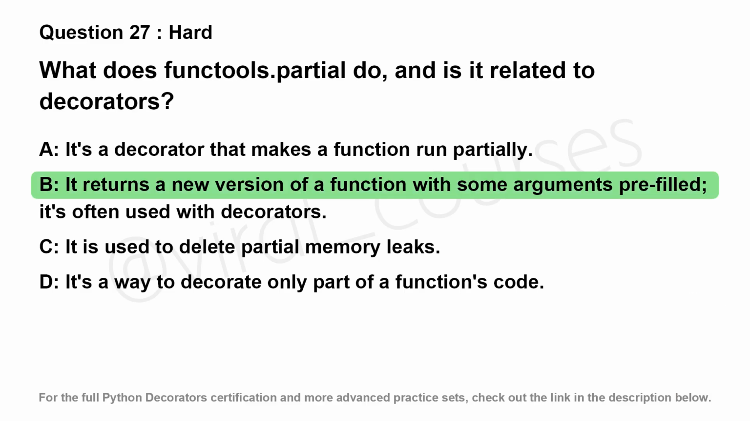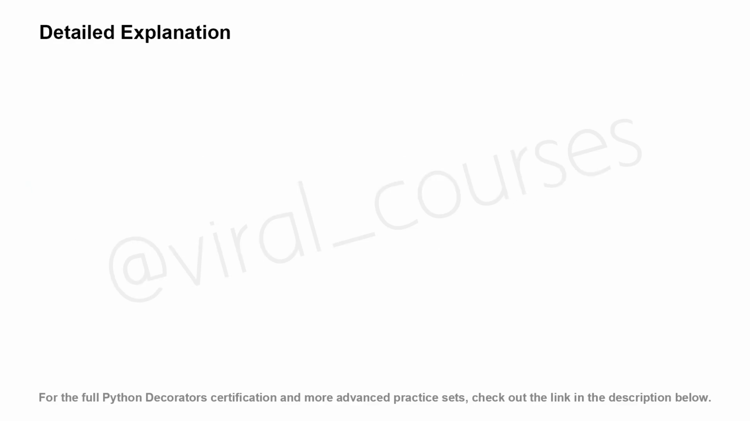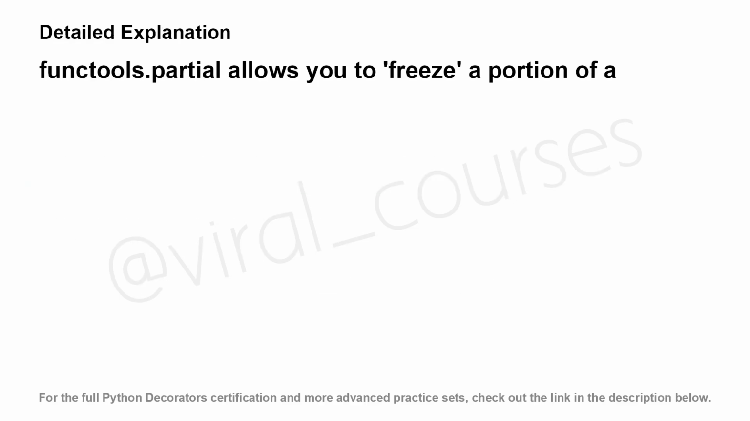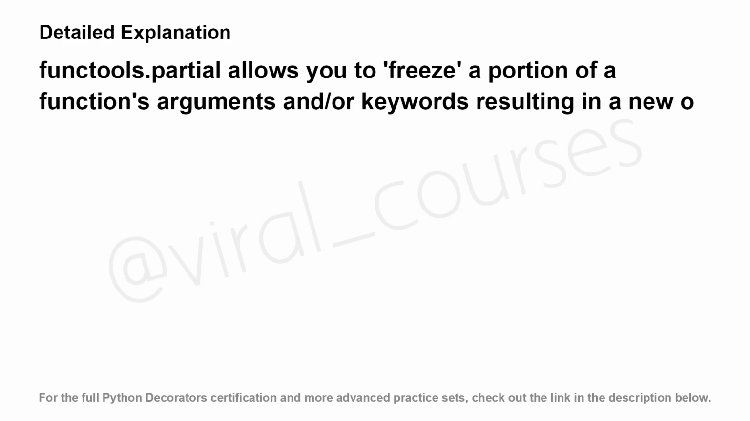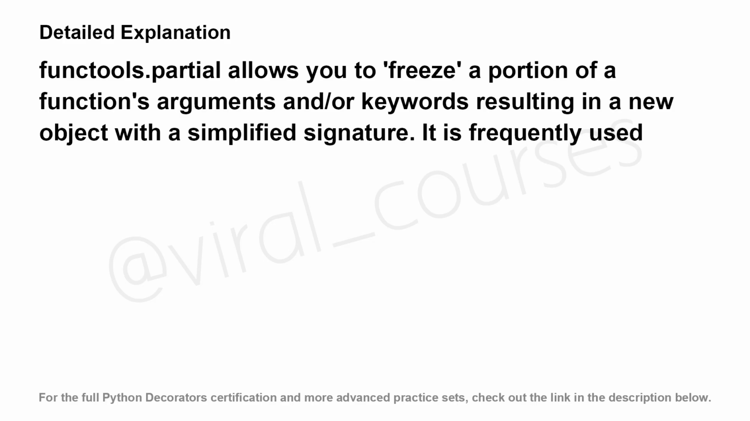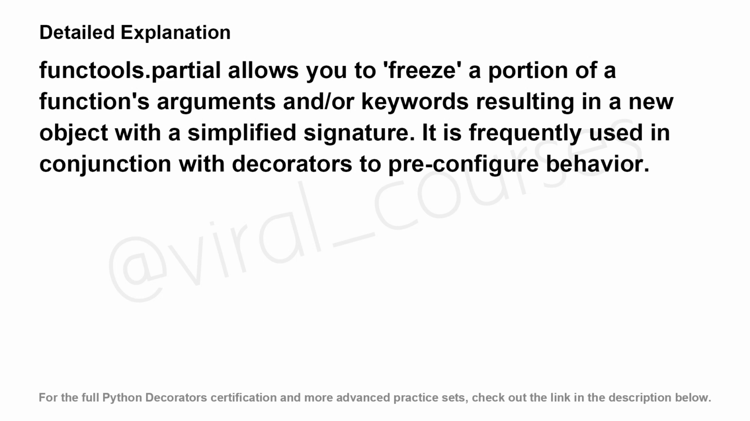The correct answer is B. functools.partial allows you to freeze a portion of a function's arguments and/or keywords, resulting in a new object with a simplified signature. It is frequently used in conjunction with decorators to pre-configure behavior.